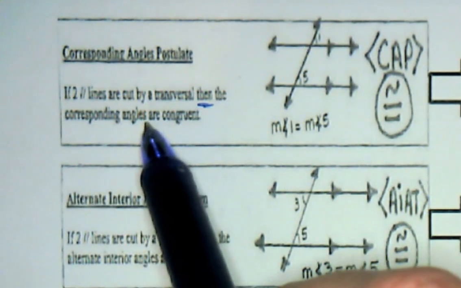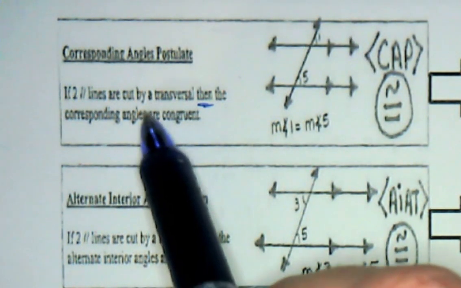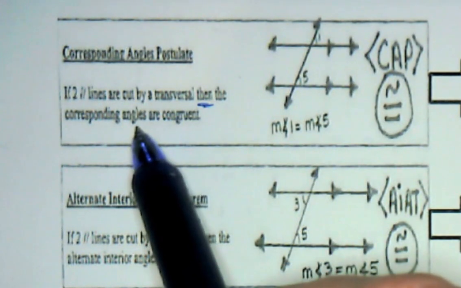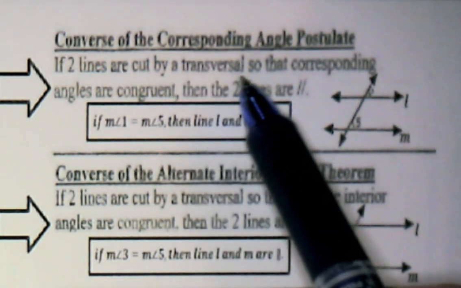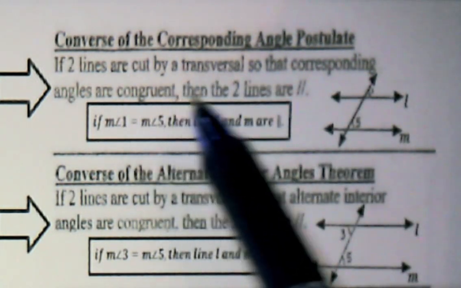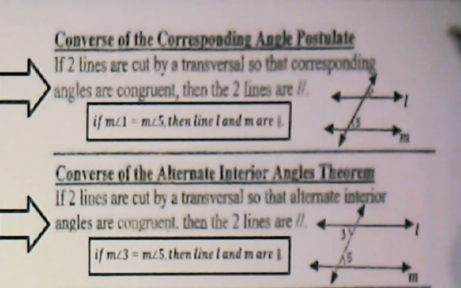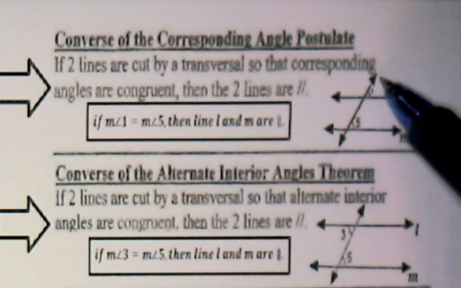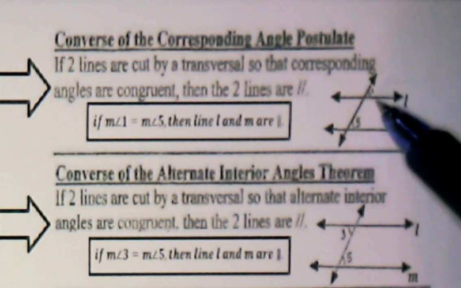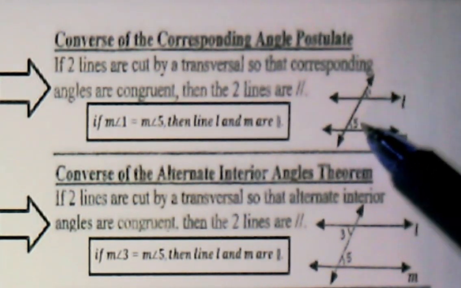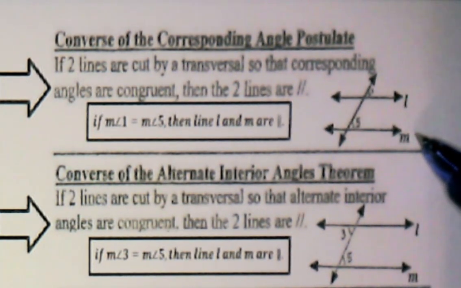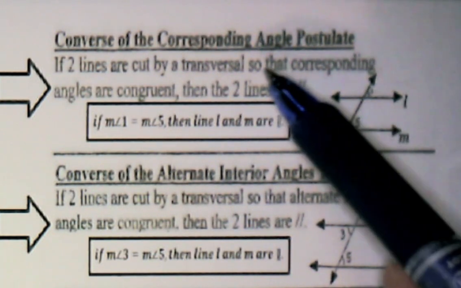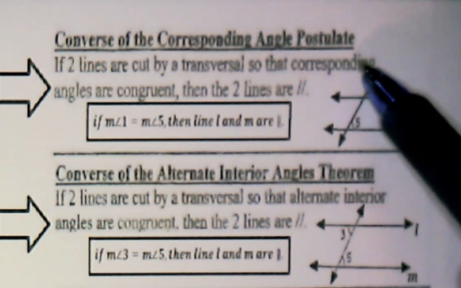Now on a converse, the conclusion becomes the hypothesis and the hypothesis becomes the conclusion. So here's the example. If two lines are cut by a transversal so that the corresponding angles are congruent, then the two lines are parallel. Basically, if I have two lines cut by a transversal and I know that these two corresponding angles are congruent, then I can conclude that line L is parallel to line M, and that will be the converse of the corresponding angle postulate.